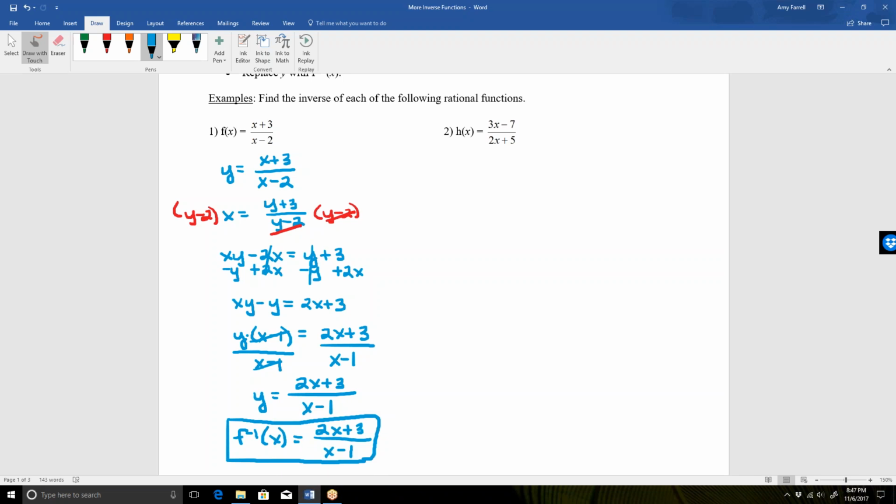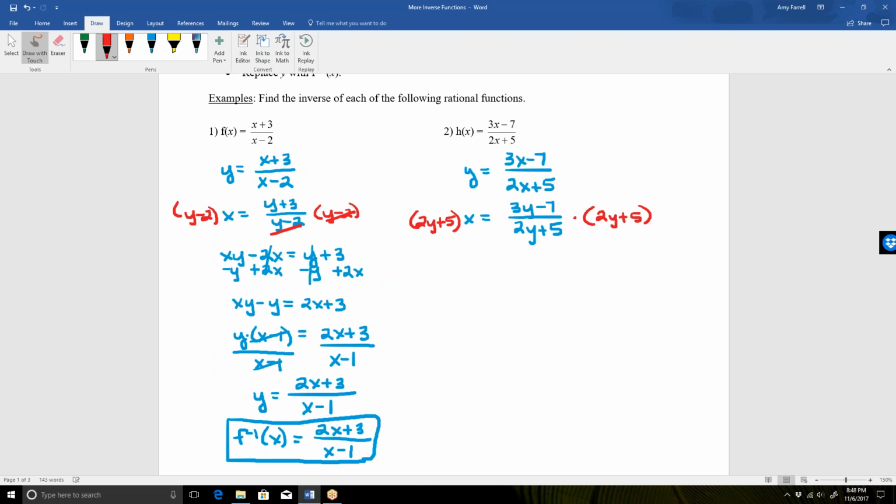Okay, let's take a look at number 2. I'm going to first replace h of x with y. Then I'm going to swap the positions of x and y. So x equals 3y minus 7 over 2y plus 5. I replaced both of the x's with y's. Then I'm going to clear my fraction by multiplying both sides of the equation by 2y plus 5.